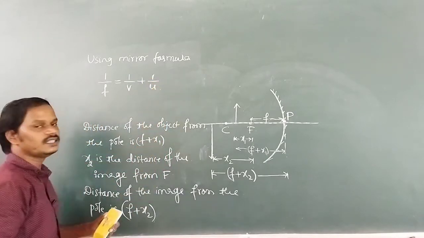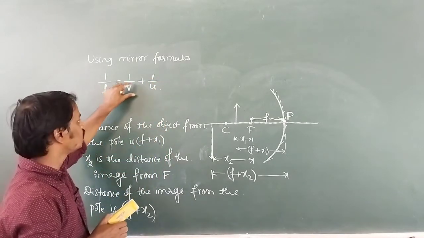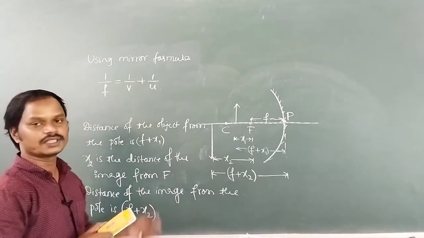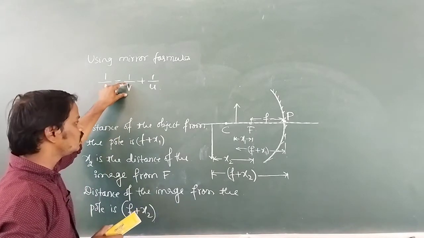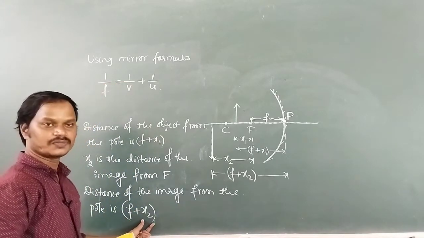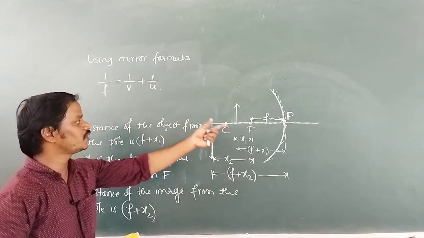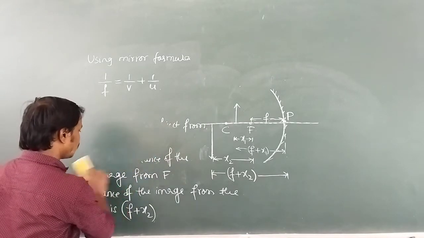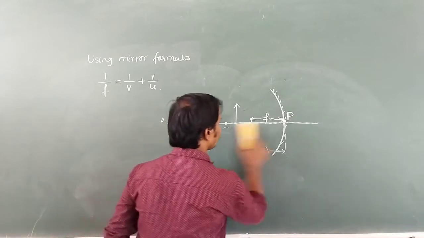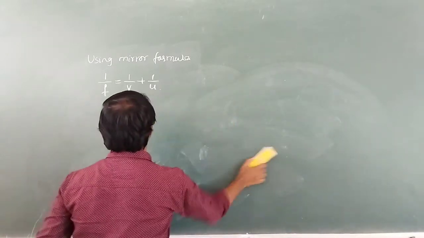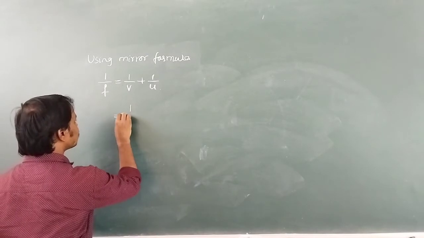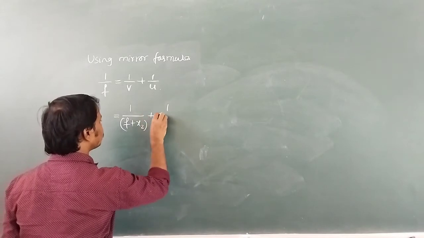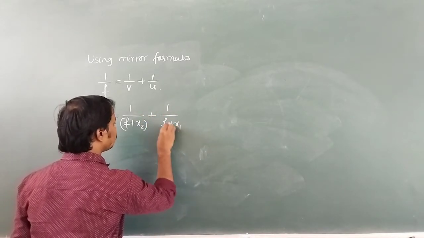Then what is v? V is nothing but image distance. What is u? Object distance. What is f? Focal length of the spherical mirror. So let us substitute the values. V is the distance of the image from the pole, that is f plus x2, and u is the distance of the object from the pole of the mirror, that is f plus x1. Image distance f plus x2, and object distance f plus x1.